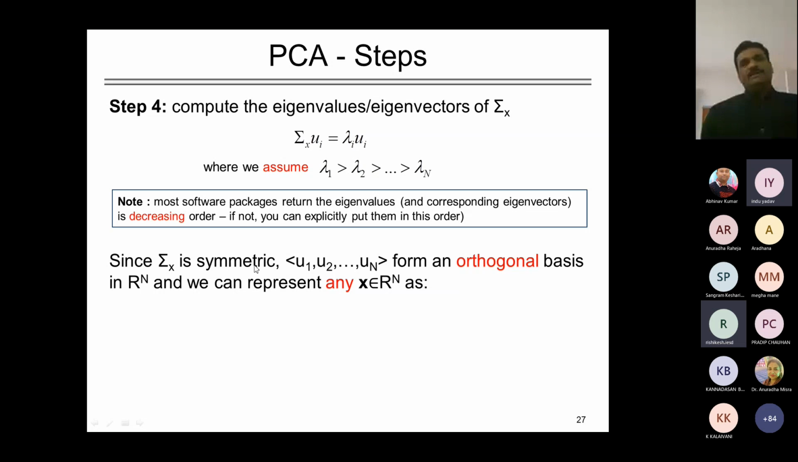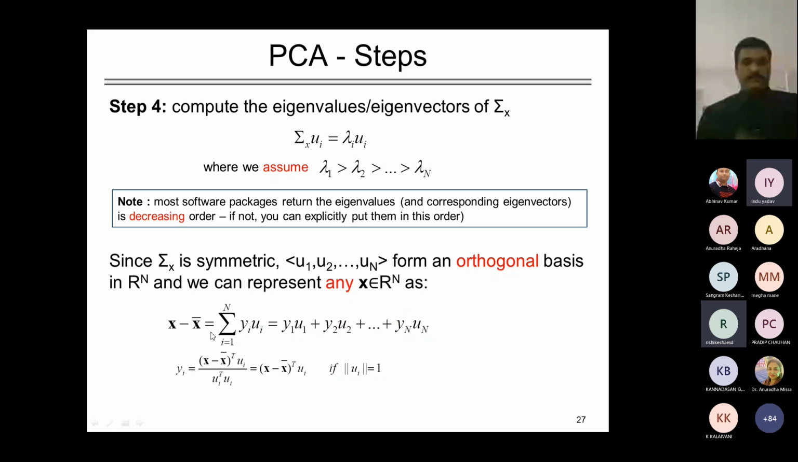Since sigma x is a symmetric matrix, u1, u2, un form an orthogonal basis in Rn, and we can represent any x belonging to Rn as x minus x bar equal to summation yi ui. It will be equivalent to y1 u1, y2 u2, and yn un. And yi will be equivalent to x minus x bar transpose ui upon ui transpose ui, so it can be written as x minus x bar transpose ui, where the norm of ui is equal to 1. That is, this is just a change of basis only.